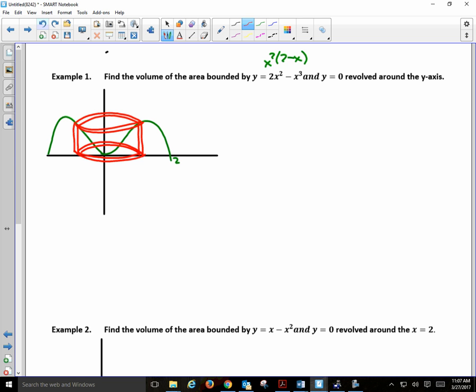Instead of the washer method. Yeah, there's a lot of times where you can use cylindrical shells. So here's what we have. I'm going to take that shape and I'm going to unravel it.